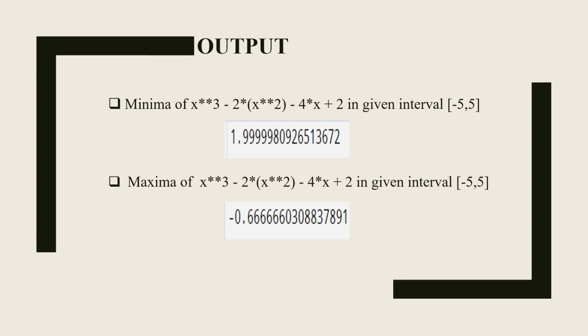Output for the above objective function. The minimum of x cube minus 2x square minus 4x plus 2 in the given interval minus 5 comma 5 is 1.9, almost close to 2. The maximum of x cube minus 2x square minus 4x plus 2 in the given interval minus 5 comma 5 is minus 0.67.